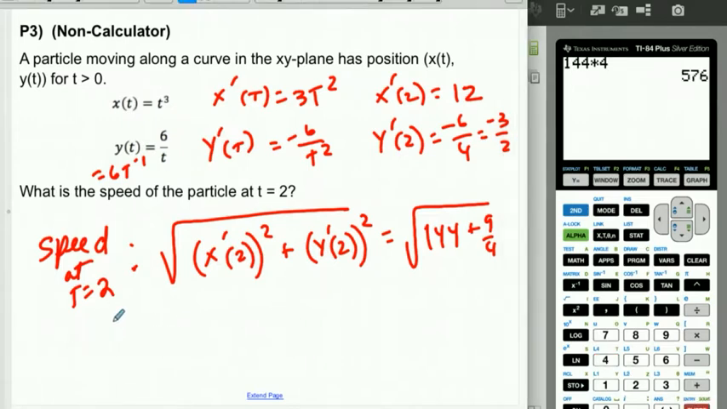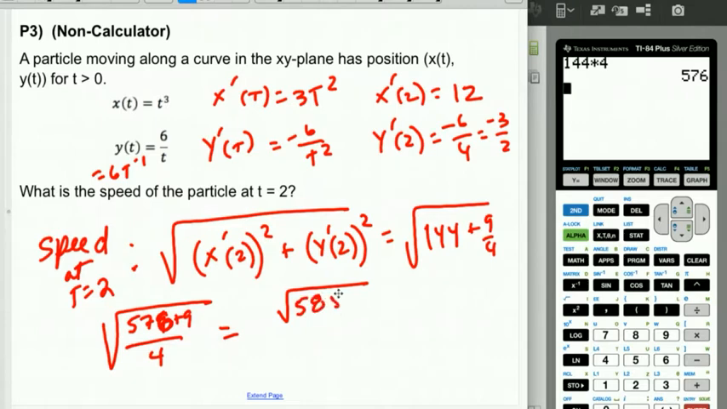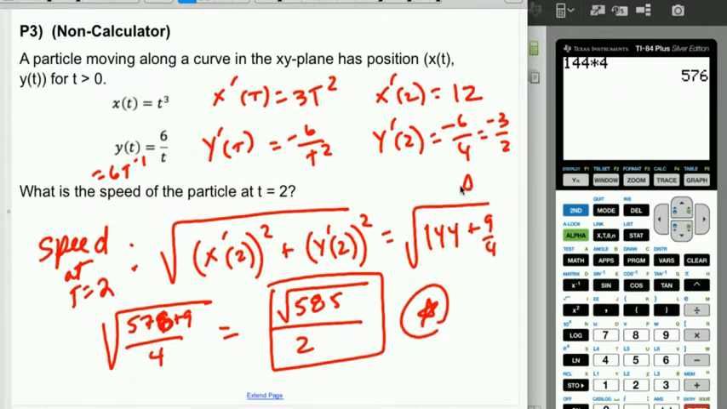So I'm going to get that this is the square root of 576, sorry, it's 576 plus 9 all over 4, right? So I get that this is the square root of 585 on top of a 2 that's not in the root. And this is technically a right answer. In general, on the AP, you can get the extra point just for getting the right numerical answer, even if you didn't clean it up.